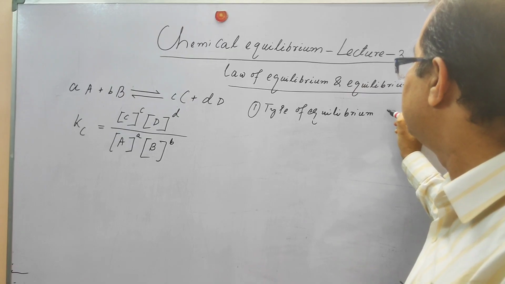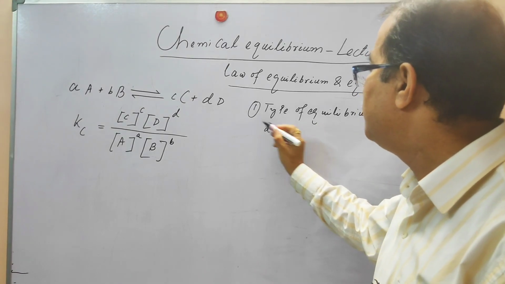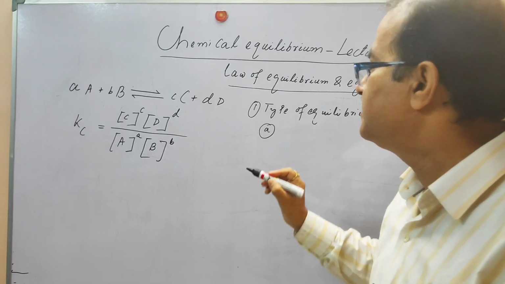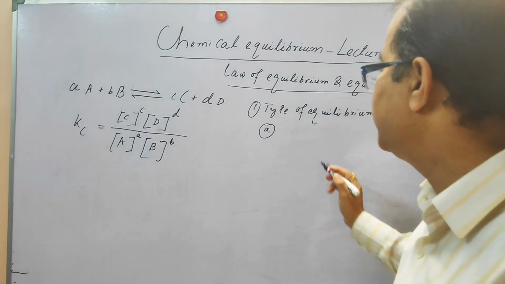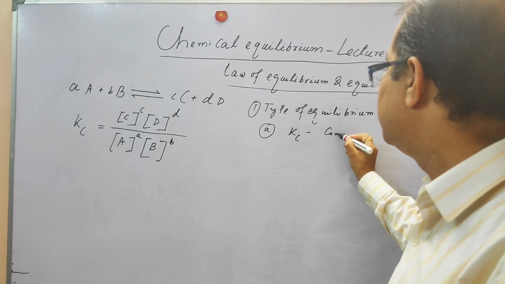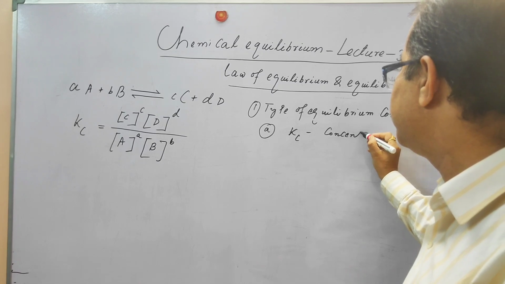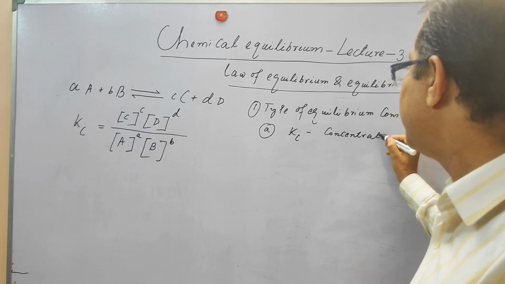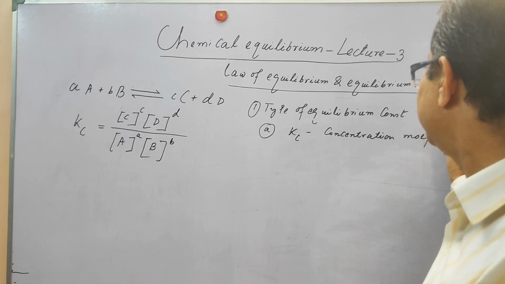Equilibrium constant. That is one type that we have already discussed. It is here the concentration term, which is in mole per liter. This is the Kc, where concentration is expressed in mole per liter.